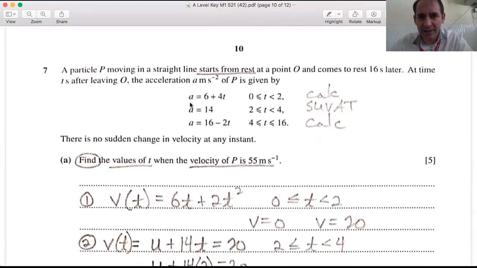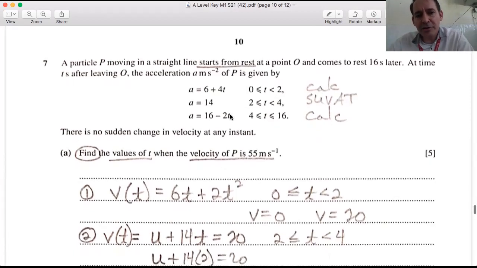So the first one is acceleration as a function of time. That means for this interval, you're using calculus. Don't forget that. Acceleration is a function of time. For the second interval from 2 seconds to 4 seconds, acceleration is constant. That means you're using suvat formulas. For the third one, it's again a function of time. So from 4 to 16, you are again using calculus.